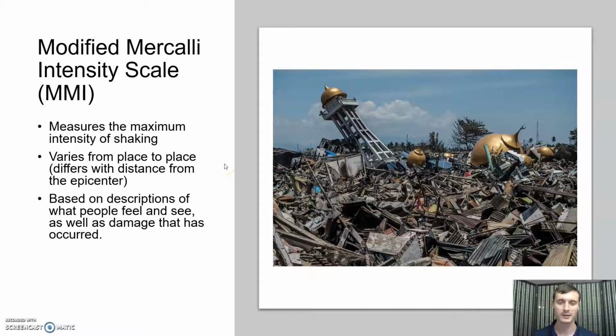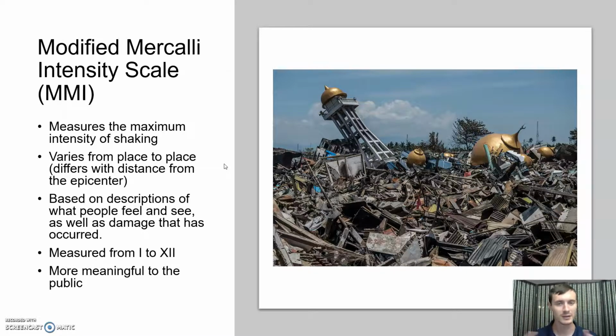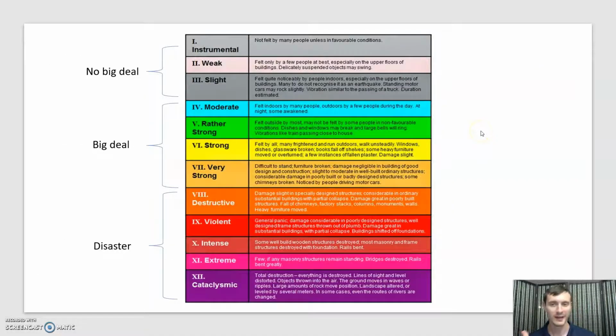Now this one in particular is based on descriptions of whatever people feel and see and whatever damage that they notice. It's all descriptive. It's on a scale from 1 to 12, and it tends to be a scale that's a little bit more meaningful to the public at large. So this is the actual scale here. Everything from 1, nobody could feel it, all the way up to 12, everybody feels it.